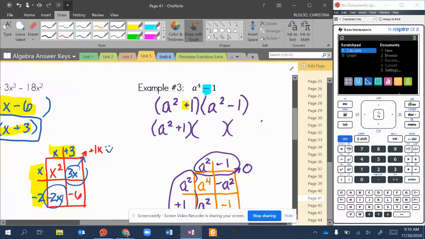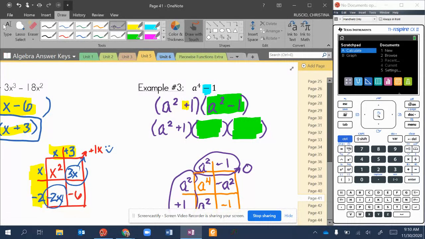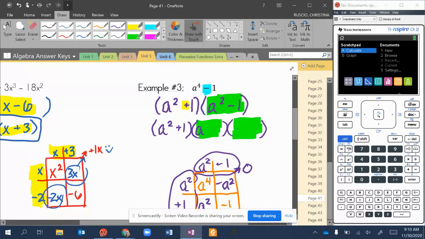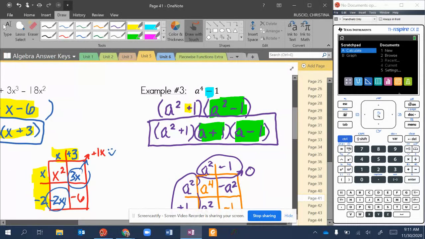Now, I'm not going to show the box here because I think we've gotten the hang of these difference of perfect squares by now. So again, we are just factoring this term here into these two new factors. So what times what is a squared? A times a. And what times what is 1? 1 times 1 has to be the same number every time, remember. And then one of them is a positive and one of them is a minus. So now we've factored this completely because this a squared minus 1, a squared plus 1 factor at the beginning can't be factored anymore.